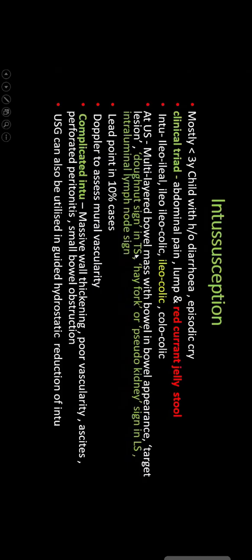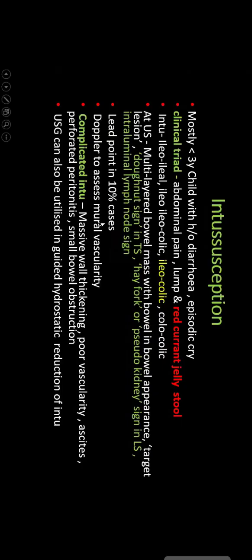Most of the cases will show the intraluminal lymph node sign. In 90% of patients, there is no lead cause. In pediatric patients, only Peyer's patches and hypertrophied lymph nodes are present. In 10% of the cases, we may see a lead point, which is bowel pathology that can lead to intussusception formation, like a duplication cyst or any polyp-like lesions, any mass or malignancy.